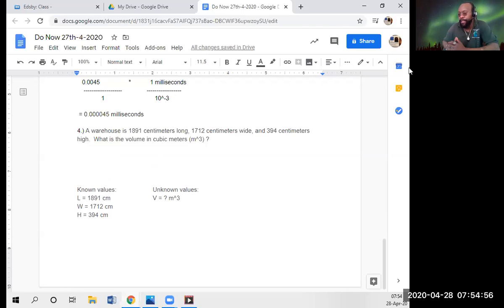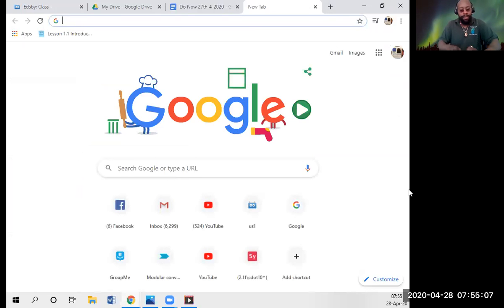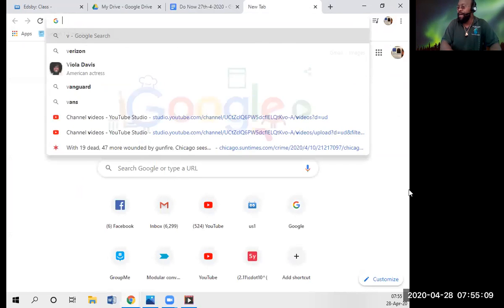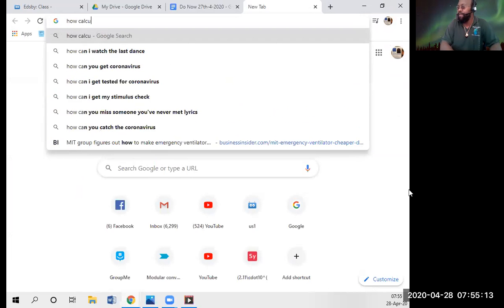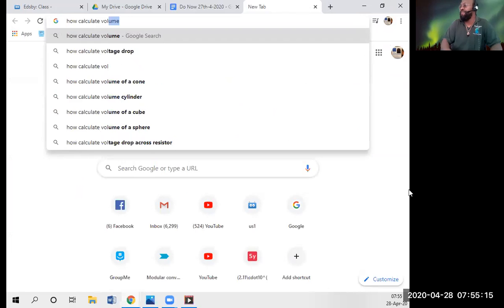I do apologize, because I keep thinking that we're in a classroom and you can just pull this from your books. So now it's time we do some background. Let's pull up how to calculate volume.